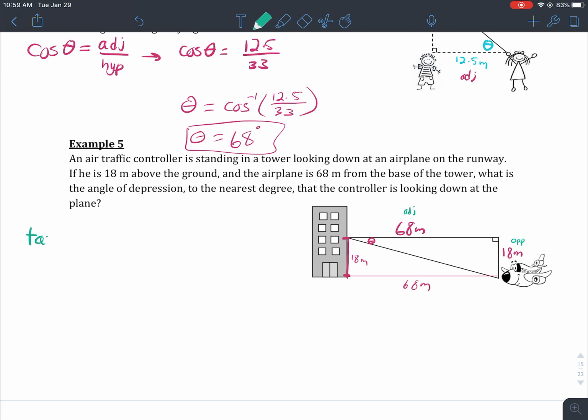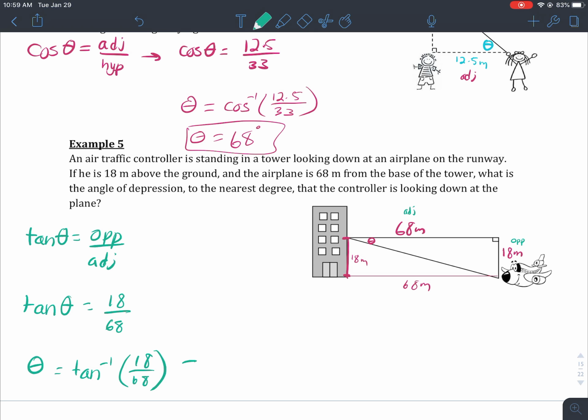Okay, so if I have opposite and adjacent, we're going to use the tangent ratio of theta is opposite over adjacent. We're going to fill in everything. So again, I don't know an angle, but I know the opposite's 18. I know the adjacent's 68, which means we're using the inverse of tangent, 18 over 68. Okay, so inverse tangent, 18 over 68. And the angle that they're looking down with is 15 degrees.